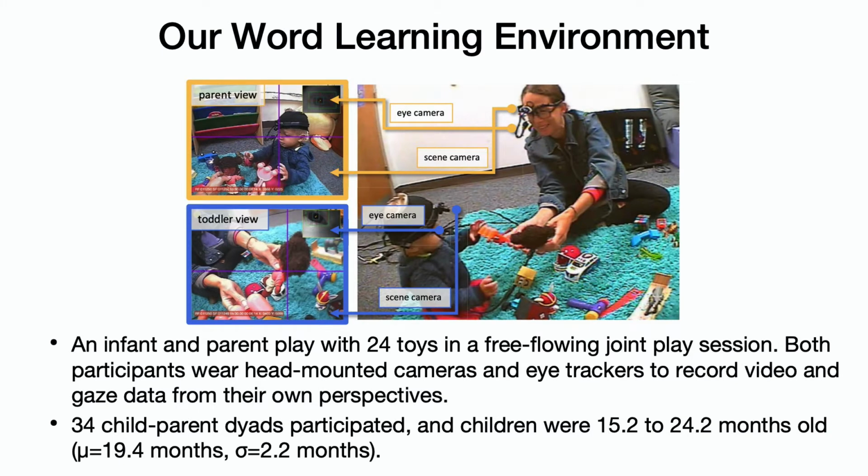We have an infant and its parent playing freely with 24 toys. The infants are around 20 months old. Both of them have a camera mounted on their head with eye tracking, which means we can capture the view from their own perspective and also we can point out where they are looking.